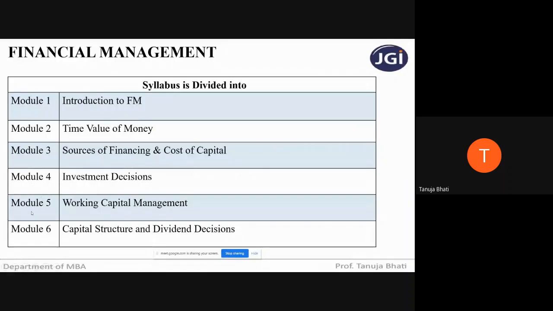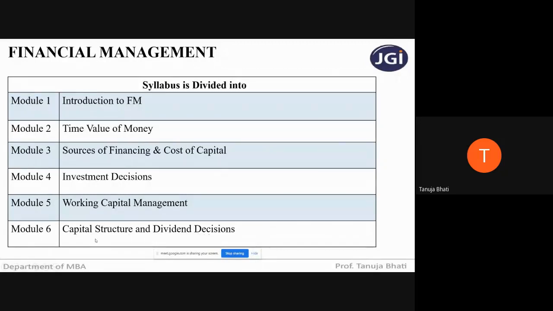Under module number 5, we will be seeing working capital management. Working capital is nothing but the capital required for the day-to-day working of the organization. How much working capital is required by the organization, that particular calculation we will be seeing under module number 5. Under module number 6, we will be seeing capital structure and dividend decisions.